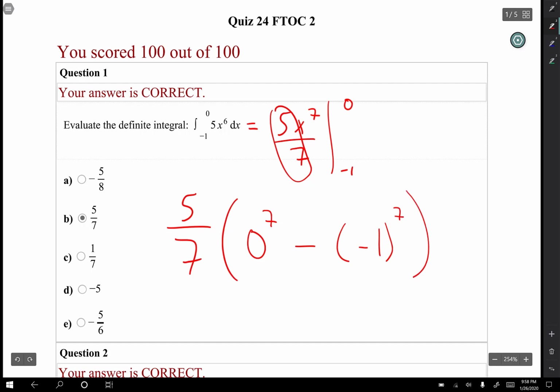So 0 to the 7th is 0. -1 to an odd power is going to be negative, and negative times a negative is a positive. So I'm going to have 5/7 times a +1. So I'm going to have 5/7 as my answer.